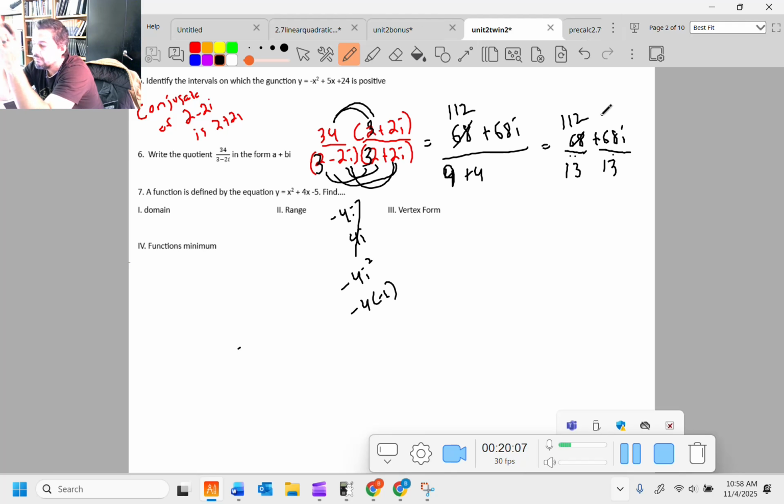That'll fix it. Got to watch out for making mistakes when you write things down. So we got 112 plus 68i over 13. And those things do not reduce.